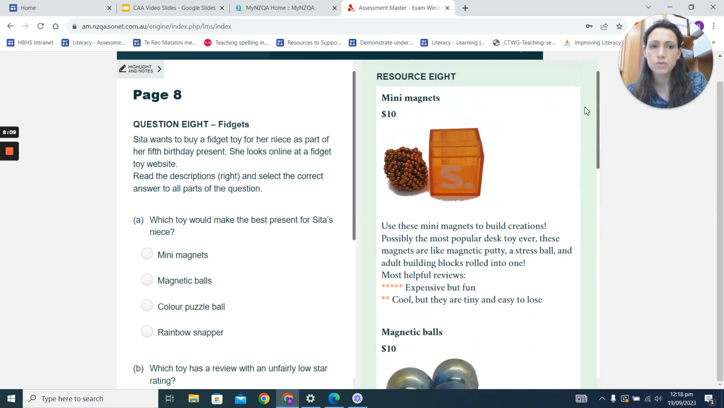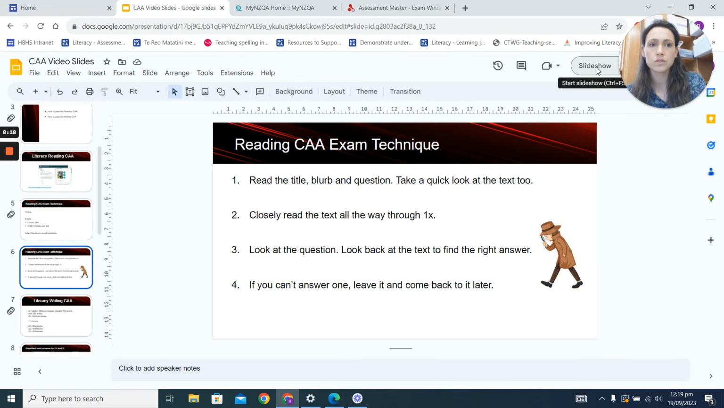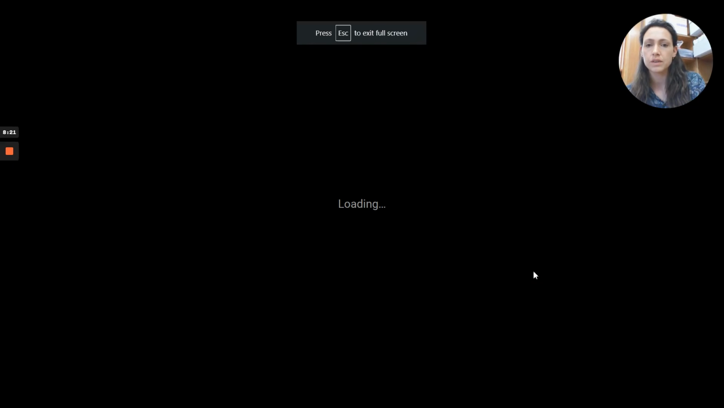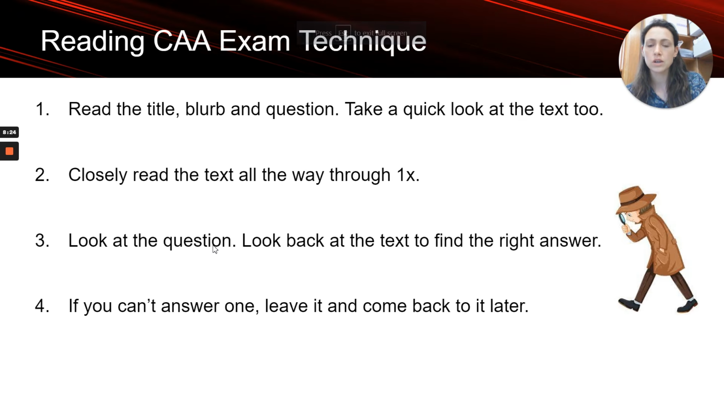Okay, I've read all 4 of these and I'm now feeling pretty confident that I understand this text. I've had a really good think about what I've read. I'm ready to move on to stage 3. Here we go. Look at the question and look back at the text to find the right answer. Let's have a go at that.